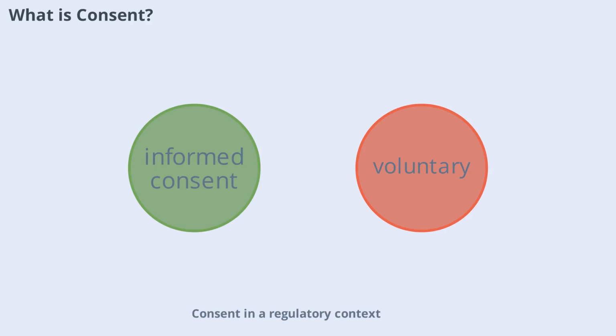Consent in a regulatory context refers to a person's clear and voluntary agreement to a proposed action, such as the use of their data or participation in a program. It must be given freely without coercion and with a full understanding of what is being agreed to. This means organizations must provide clear information and ensure that individuals are making informed choices. Let's look at how consent is typically defined in legal and regulatory documents.